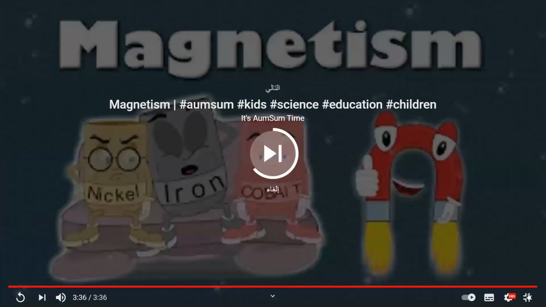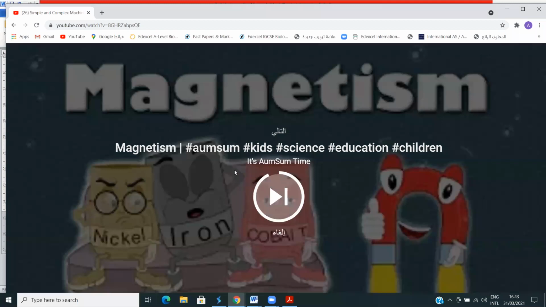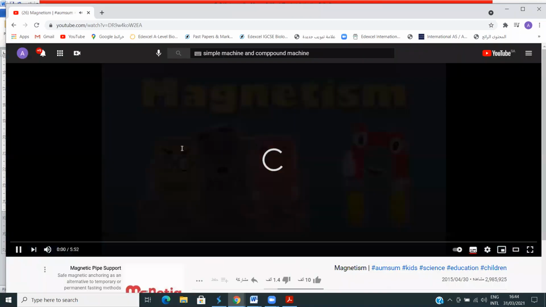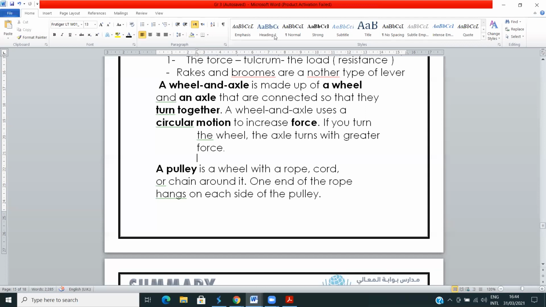Okay, we'll finish now. We said the difference now between simple and compound machine. I think you understand, inshallah. Okay, I think you understand this. A pulley is a wheel with a rope, cord, or chain around it. We reach to revise pulley now.